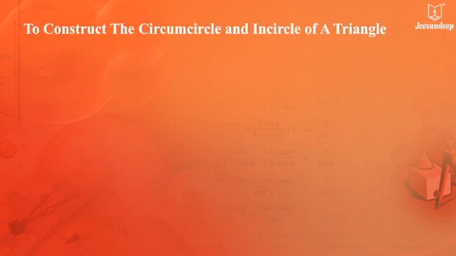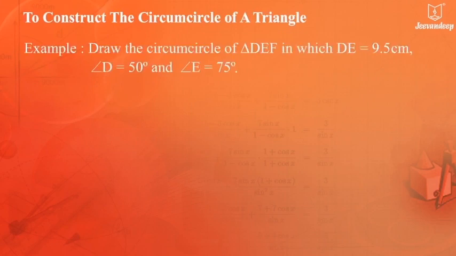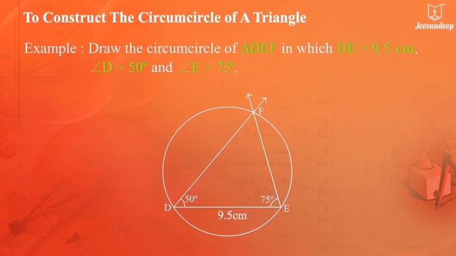To construct the circumcircle and incircle of a triangle. The circumcircle of a triangle is a circle passing through all the vertices of a triangle. To construct the circumcircle of a triangle. Example: draw the circumcircle of triangle DEF, in which DE equals 9.5 centimeters, angle D equals 50 degrees, and angle E equals 75 degrees. Steps of construction. 1. Construct triangle DEF.